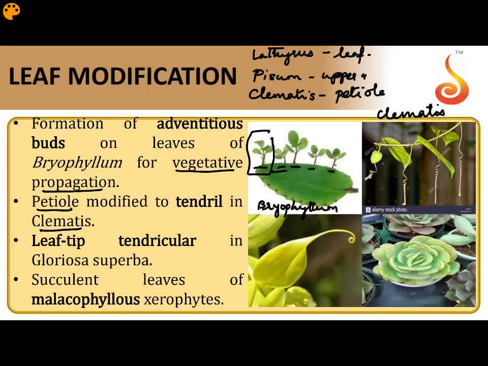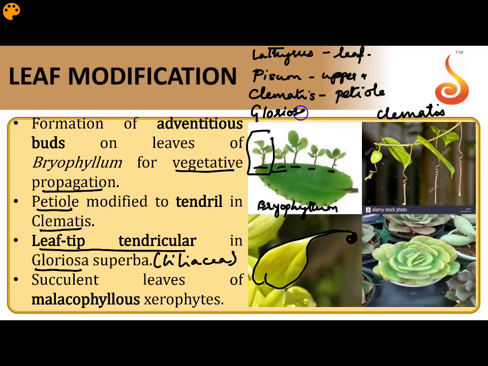There is one more example named Gloriosa, which comes in the family Liliaceae, the lily family. Leaf tip becomes tendril. Can you see? This is the leaf, the entire leaf. But in the tip region, it is entwined. So the last example in this, if I have to add on, Gloriosa, it is the leaf tip. So these are the few examples of tendril that you can see.